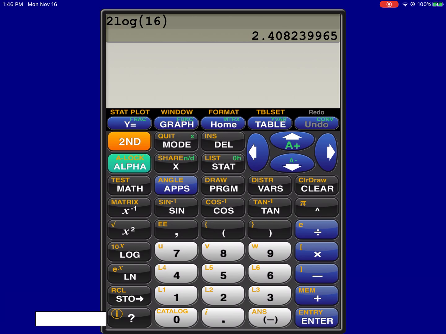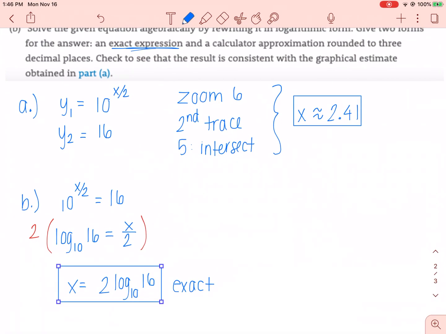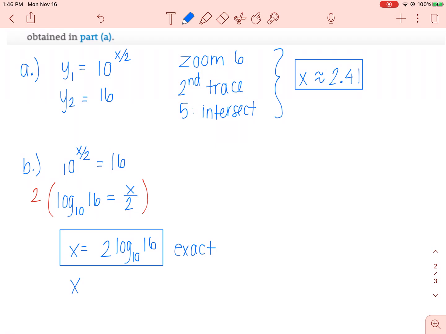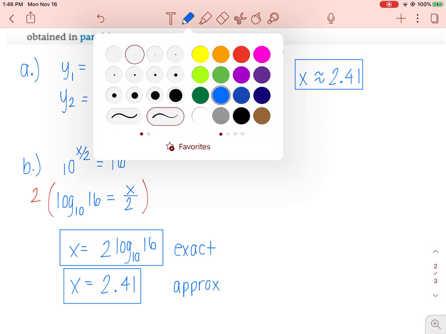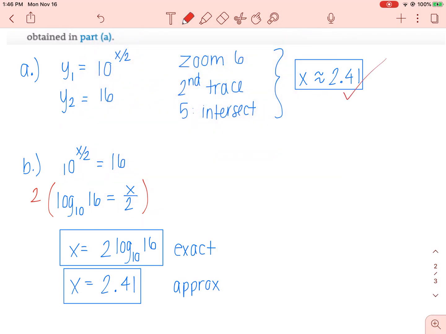I'm going to round that to just be 2.41, and that would be my approximate. And notice it matches what I did with the calculator. Match and match. So now you can check your calculator with your algebraic and your algebraic with your calculator. We'll do a lot more in class. Please bring questions.